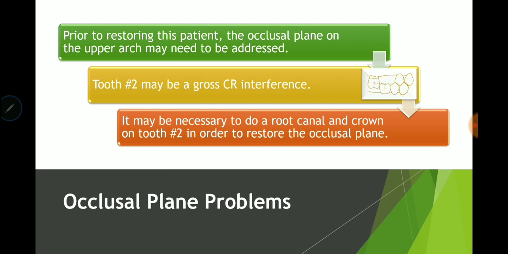And so here also you can see some supra-eruption. So this is more of a clinical case. This figure here, it's like what do you do from here. So prior to restoring this patient, the upper occlusal plane has to be addressed. All right, and tooth number 2 may be in gross interference, and so it may be necessary to do a root canal on tooth number 2 in order to restore the occlusal plane. So root canal and then a crown.